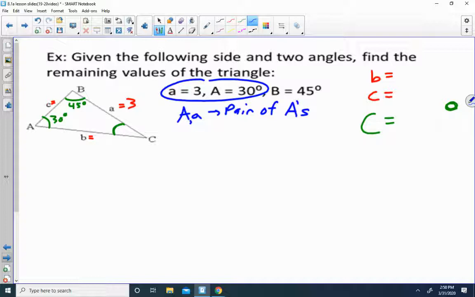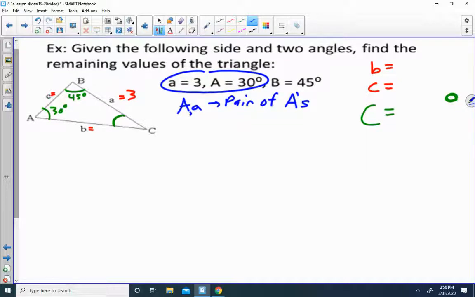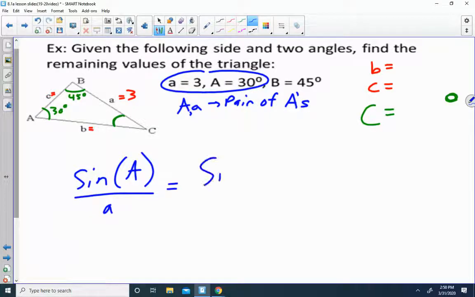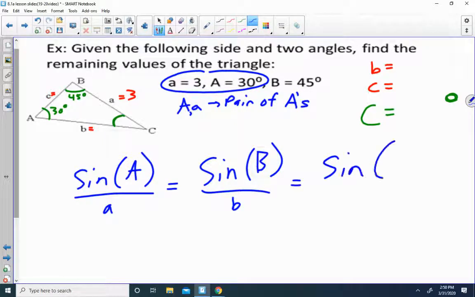And as long as you have a pair where you have a big A and a little a, or big B, little b, big C, little c, as long as you have a pair, we can use the law of sines. So I'm just going to go ahead and write the law of sines real quick. Sine of big A over little a is equal to sine of big B over little b, and then that's going to be equal to sine of big C all over little c.